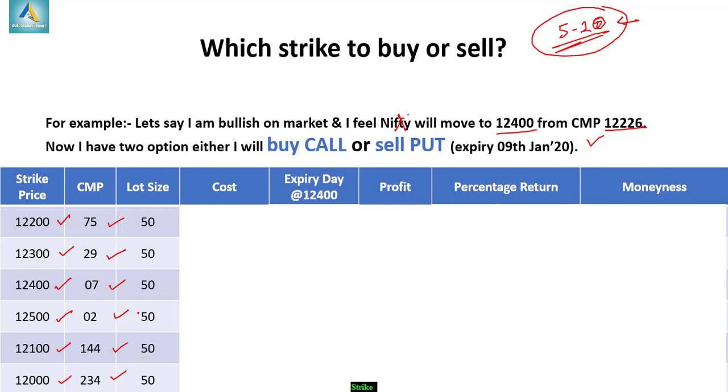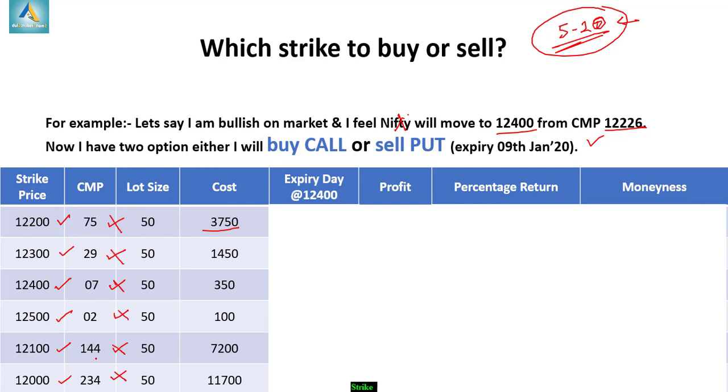I've considered the current lot size, which is 50, and if I have to buy one lot of it, then the cost will be around 75 multiplied by 50, which is 3,750. In the same way I need to multiply the others. So if I multiply 2 into 50, it comes to 100. So to buy one particular lot, I need to pay this much amount for the call. I'm buying the Nifty call; here I'm taking the example of Nifty. So the Nifty call option costs 3,750 for 12,200. For 12,000 I need to pay 11,700.